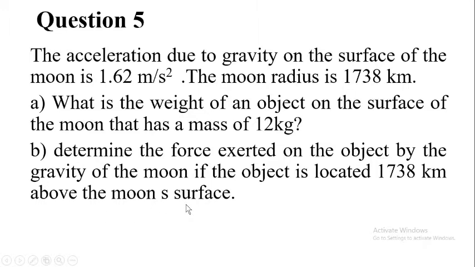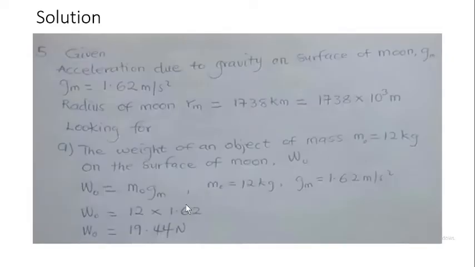Now, in a question like this, what do we know? What have we been given? And what are we looking for? In the question, we've been given acceleration due to gravity on the surface of the Moon, gM, to be equal to 1.62 meters per second squared. And we have also been given the radius of the Moon, that's RM, equals 1,738 kilometers. Then you convert that into meters because you are working in SI units, and when you're able to do that, you get 1,738 times 10 exponent 3 meters to be the radius of the Moon.